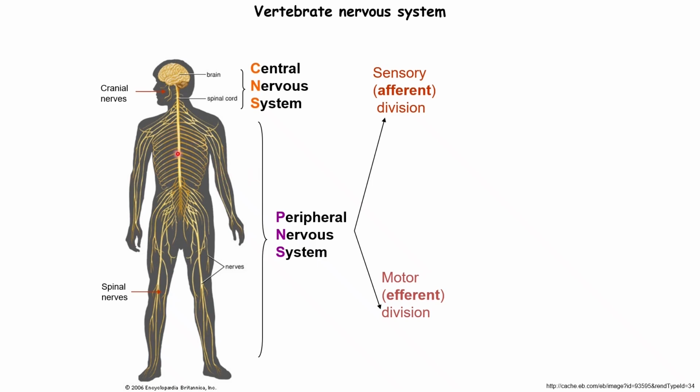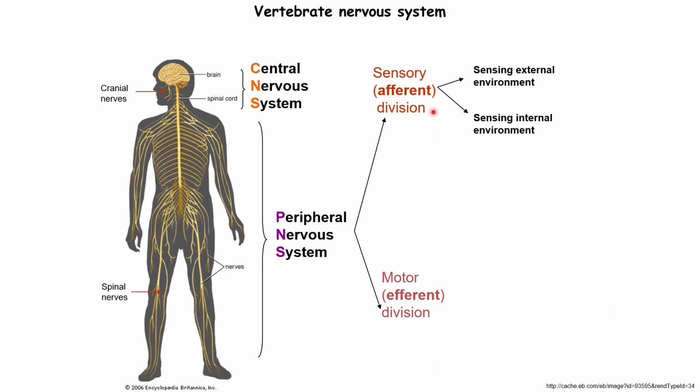And the other part is the motor division, where the brain is sending signals to various muscles in the body to control their movement. So the signal is going from the brain and the spinal cord to various parts of the body. So this is also called the efferent division.